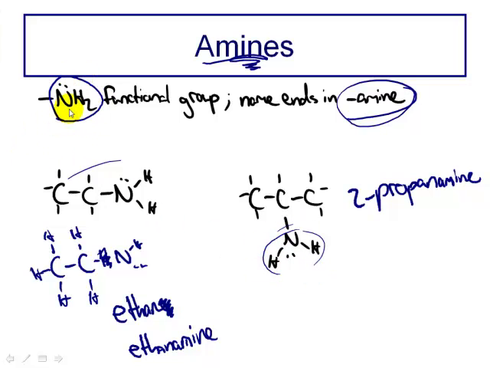A functional group means a group of atoms responsible for the behavior of that substance. All amines have this group of atoms that gives them their properties. So this is ethanamine, 2-propanamine, whatever.